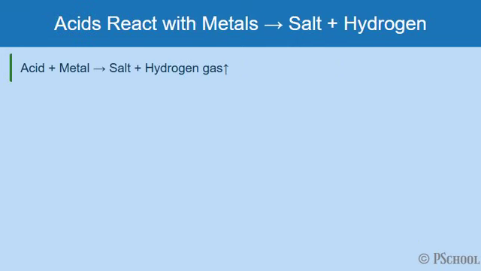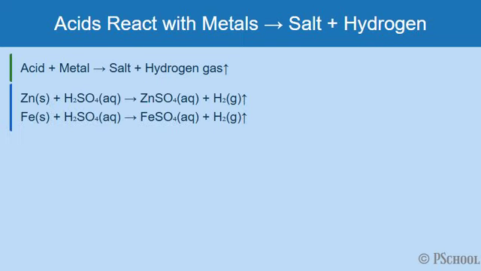When acids react with metals, they produce a salt and hydrogen gas. General equation: acid plus metal gives salt plus hydrogen. Zinc solid plus sulfuric acid gives zinc sulfate plus hydrogen gas. Iron solid plus sulfuric acid gives iron sulfate plus hydrogen gas.